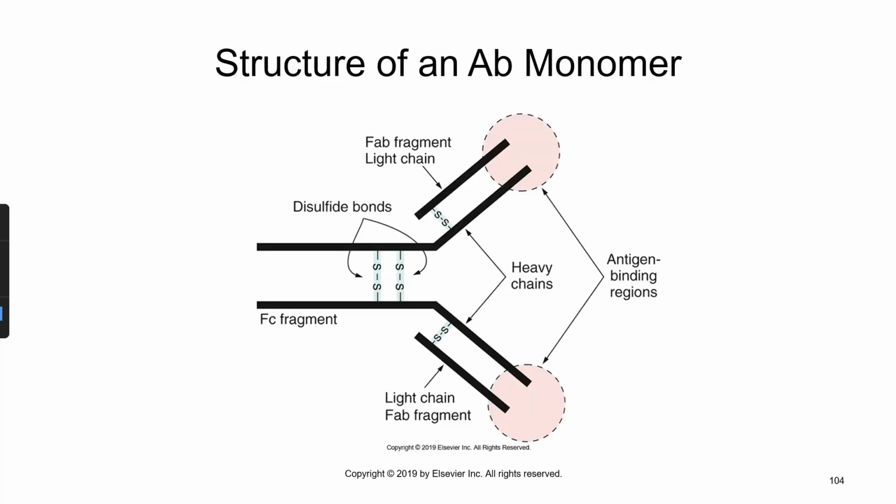So this is the structure of an antibody monomer. As you've seen previously, you have the antibody binding region, and then antigens bound to those antigen binding regions.